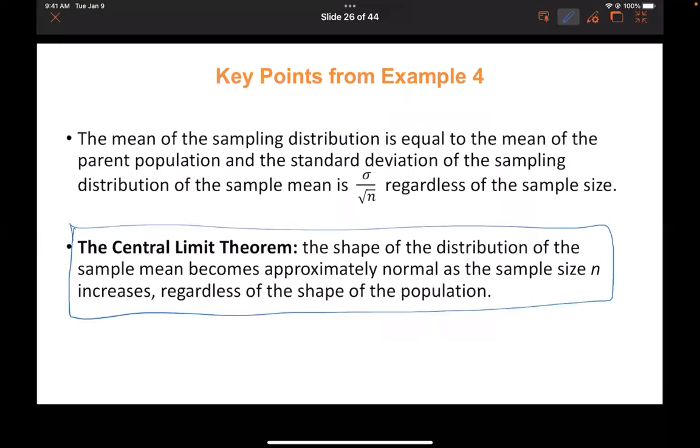The distribution of the sample mean becomes approximately normal as our sample size increases, and it does not matter the shape of the population. It could be skewed right or left, or it could be uniform. As my sample sizes get larger, the distribution of the sample means becomes normal. I'll give you a minute to write that down if you need to, and then we will move on.